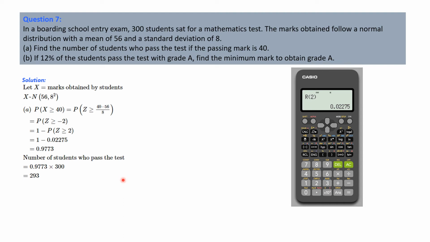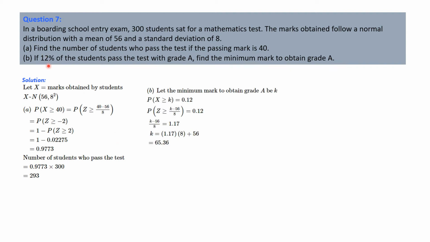Right, let's move to B. If 12% of the students pass the test with grade A, find the minimum marks to obtain the grade A. Right, so let the minimum marks to obtain grade A be K. So probability for x greater than or equal to K is 0.12, which is 12%. So we standardize the K, and we will have K minus 56 over 8.